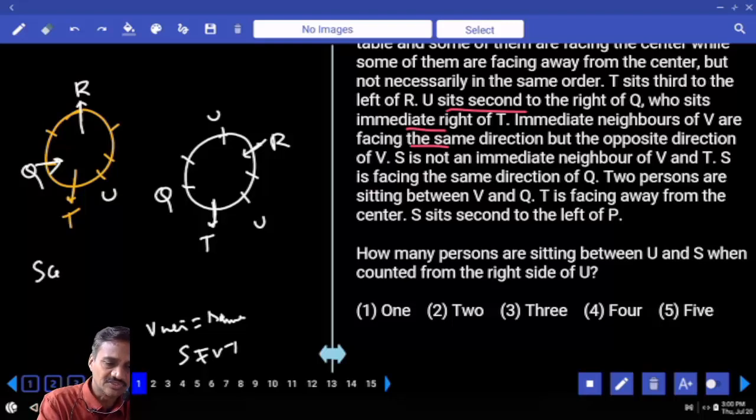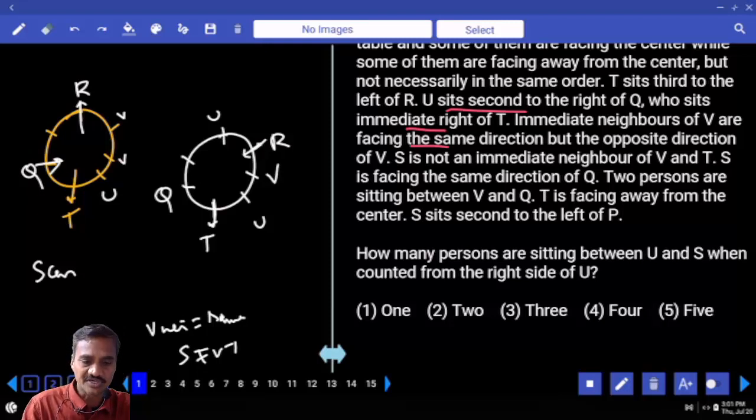Here in this one, S is facing the center. And here, the direction of S is not known. And 2 persons are in between V and Q. In between V and Q, how many people? 2 persons. Now 2 persons between V and Q, hence V can be here or V can be here, 2 possibilities. And 2 persons between V and Q, 1, 2, V must be here.